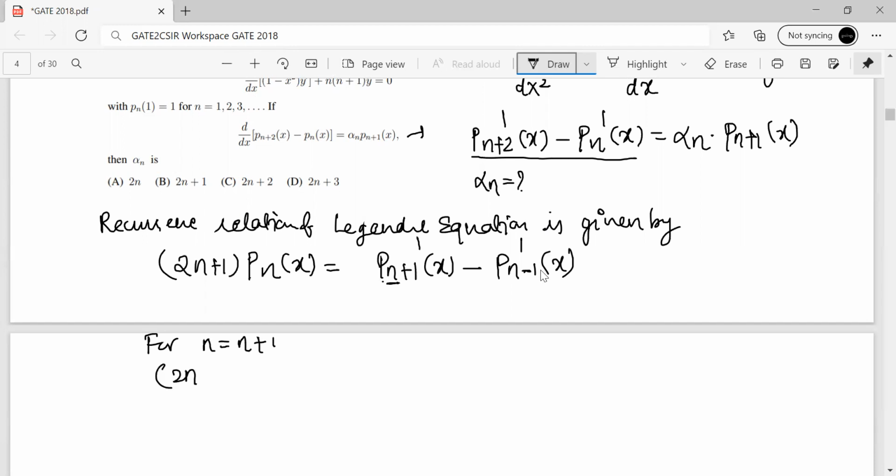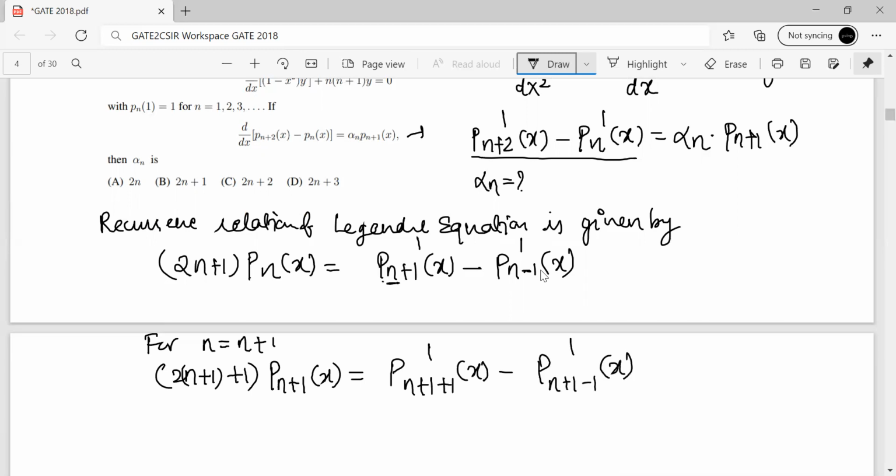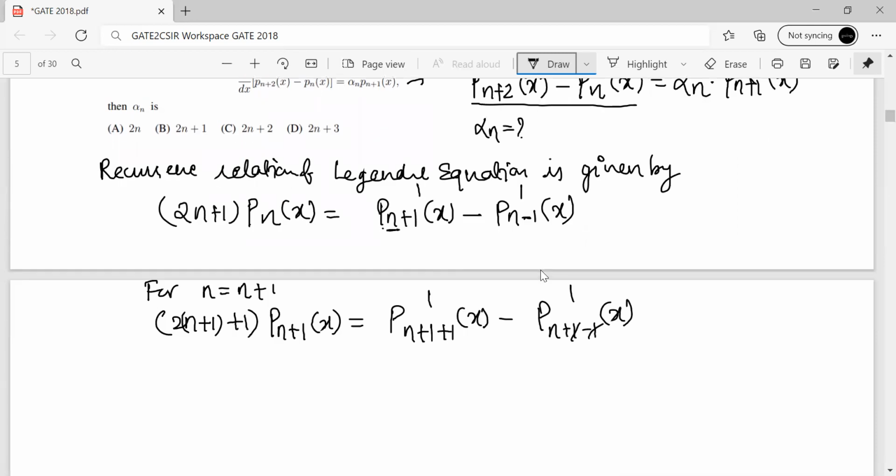So that will give me 2n plus 1 times Pn plus 1 of x equals Pn plus 1 dash of x minus Pn minus 1 dash of x. So this 1 and 1 get cancelled. Now if you equate, you get 2n plus 3 over Pn plus 1 of x equals Pn plus 2 dash of x minus Pn dash of x.